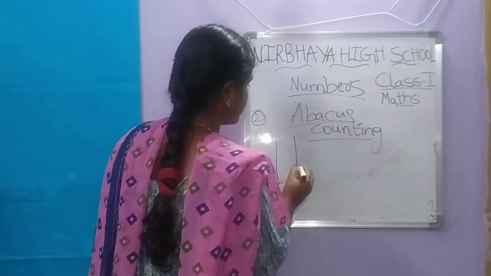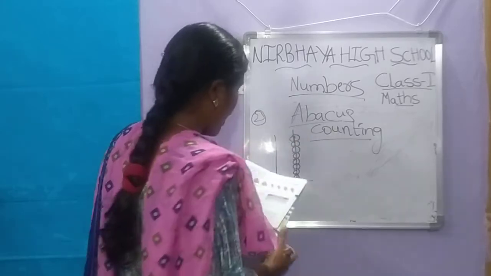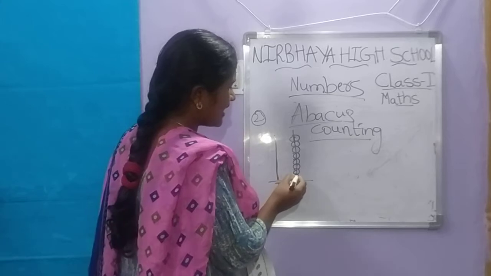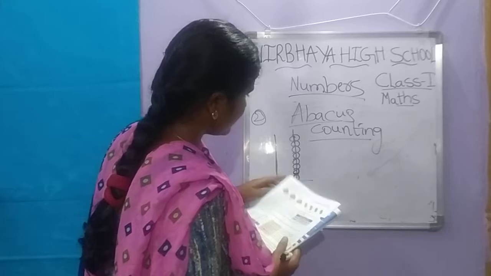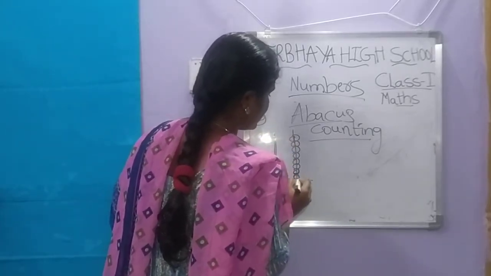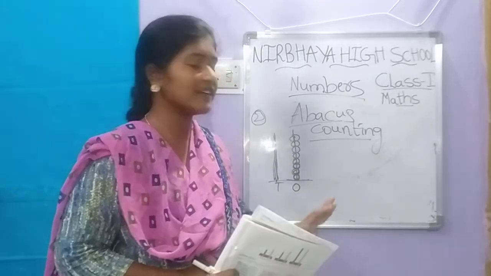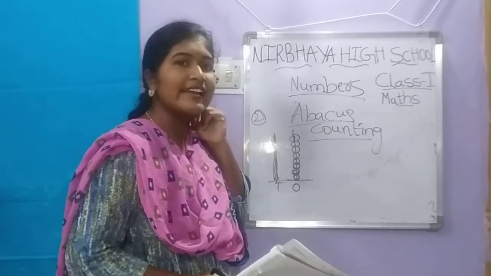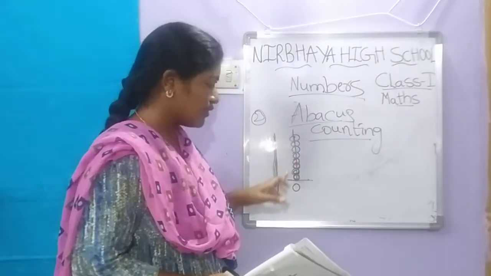1, 2, 3, 4, 5, 6, 7, 8. So abacus has spikes. This is the spike, and these are the beads. B-E-A-D-S, beads. This is called spike, and these are called beads. So one spike has only 9 beads. 9 means a single digit number. So spike has only 9 beads.